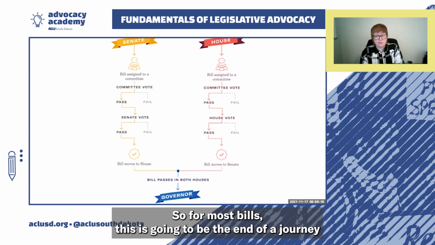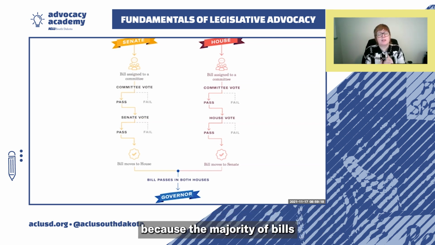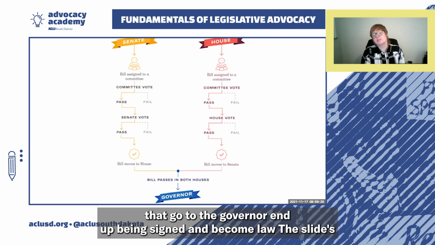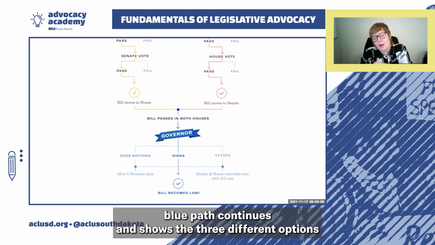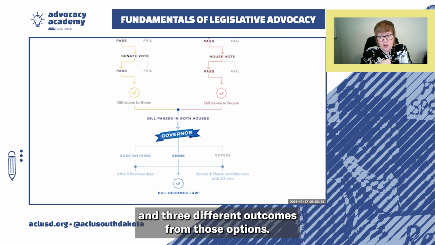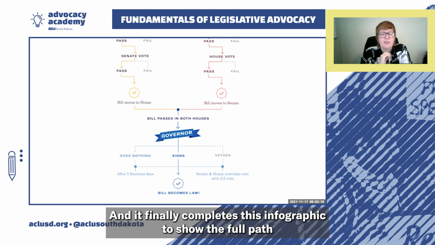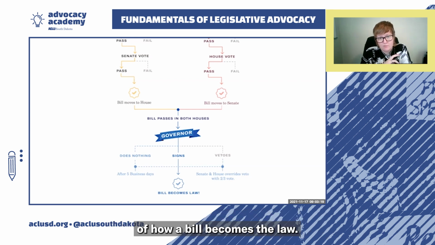So for most bills, this is going to be the end of the journey because the majority of bills that go to the governor end up being signed and become law. On this slide, the blue path continues and shows the 3 different options and 3 different outcomes from those options. And it finally completes this infographic to show the full path of how a bill becomes a law.